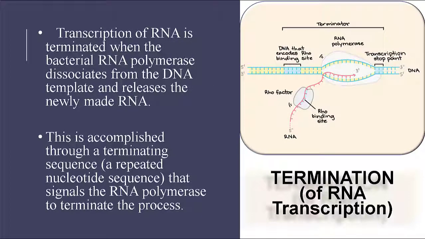RNA transcription is terminated when the bacterial RNA polymerase dissociates from the DNA template and releases the newly made RNA. This is accomplished through a terminating sequence. This is a repeated nucleotide sequence that signals to the RNA polymerase to terminate the process.